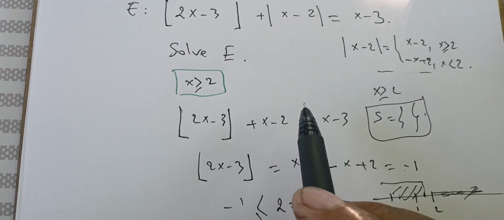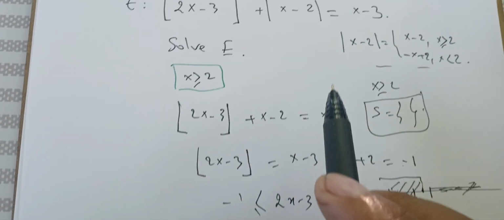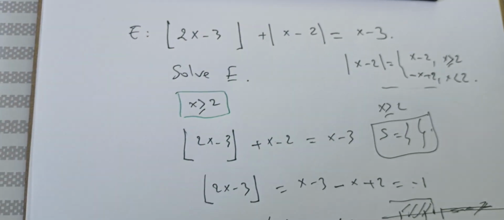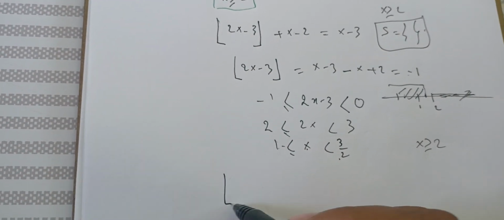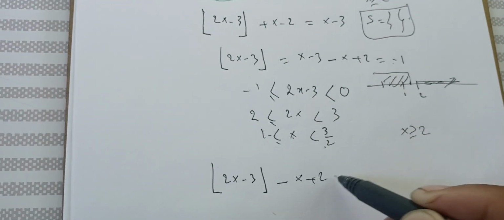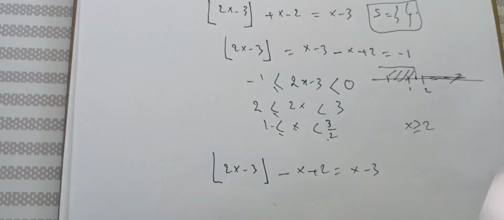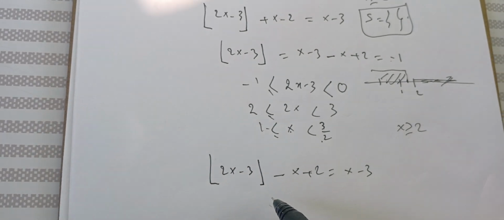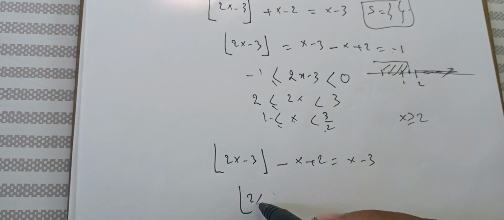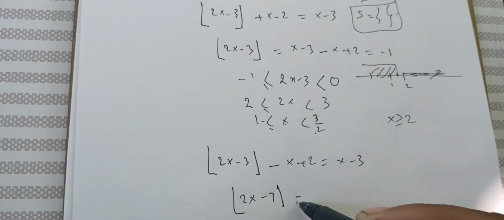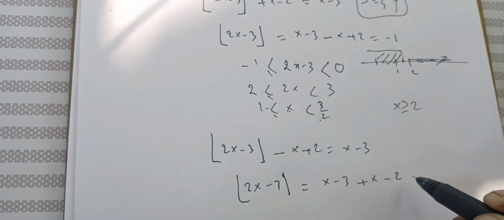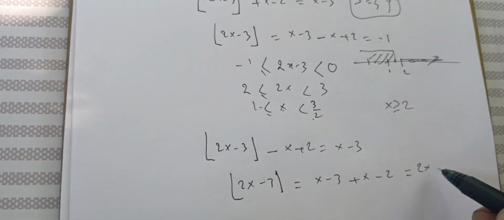Okay, if x is less than 2, let's see what we can have. When x is less than 2, E will become the floor of 2x minus 3 minus x plus 2 equals x minus 3. In this case, if I add x minus 2 to both sides, I get the floor of 2x minus 3 equals x minus 3 plus x minus 2, which is going to give me 2x minus 5.